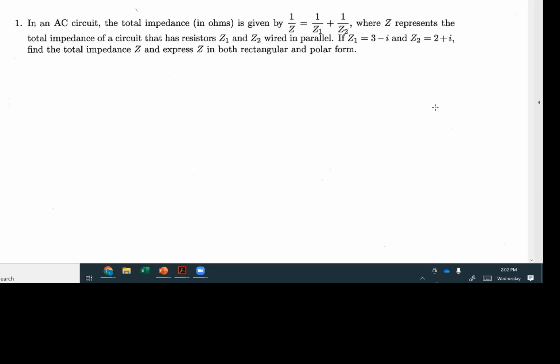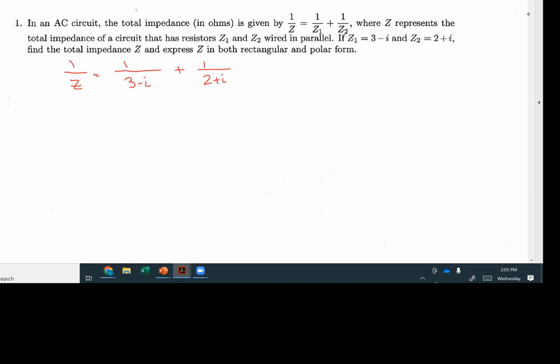In an AC circuit, the total impedance in ohms is given by this formula: 1 over Z equals 1 over Z1 plus 1 over Z2, where Z represents the total impedance of a circuit that has resistors Z1 and Z2 wired in parallel. So we have 1 over Z equals 1 over 3 minus I plus 1 over 2 plus I.